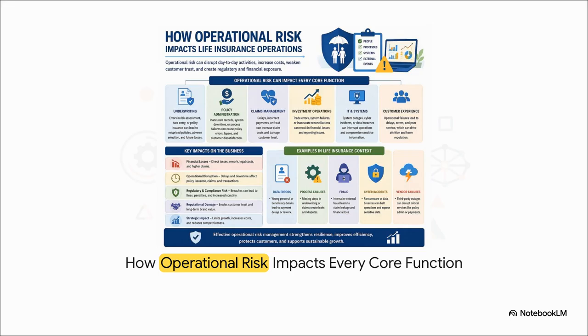When processes, people, or systems fail, the damage doesn't just stay neatly contained in one little silo. No, it blasts through every single department. You can totally see how a simple data entry error in underwriting can lead to mispriced policies down the line, or how a system outage in IT can completely halt policy administration. And ultimately, the whole shebang bleeds right into customer experience, driving up attrition. It's a completely connected ecosystem.